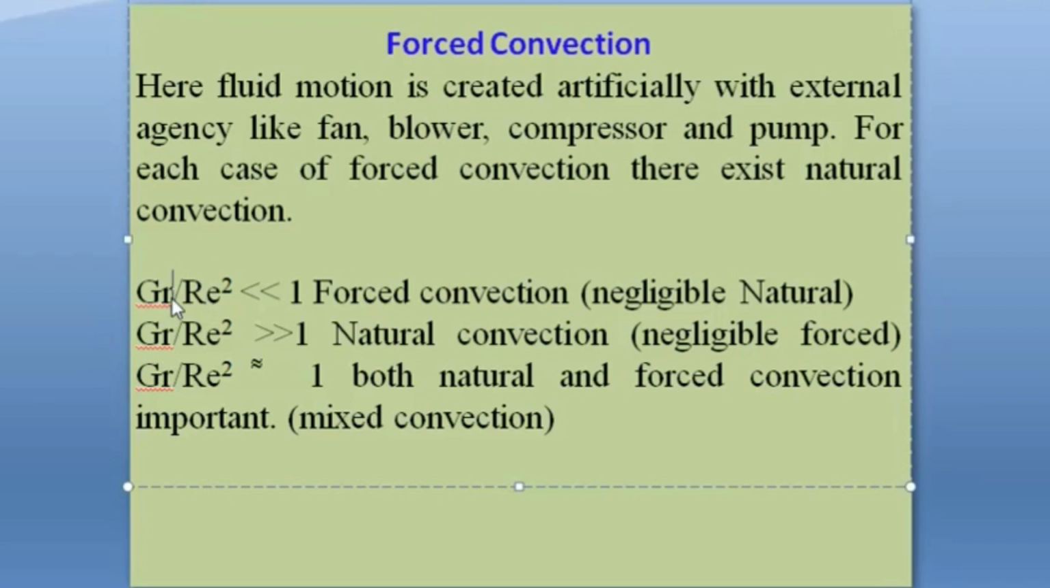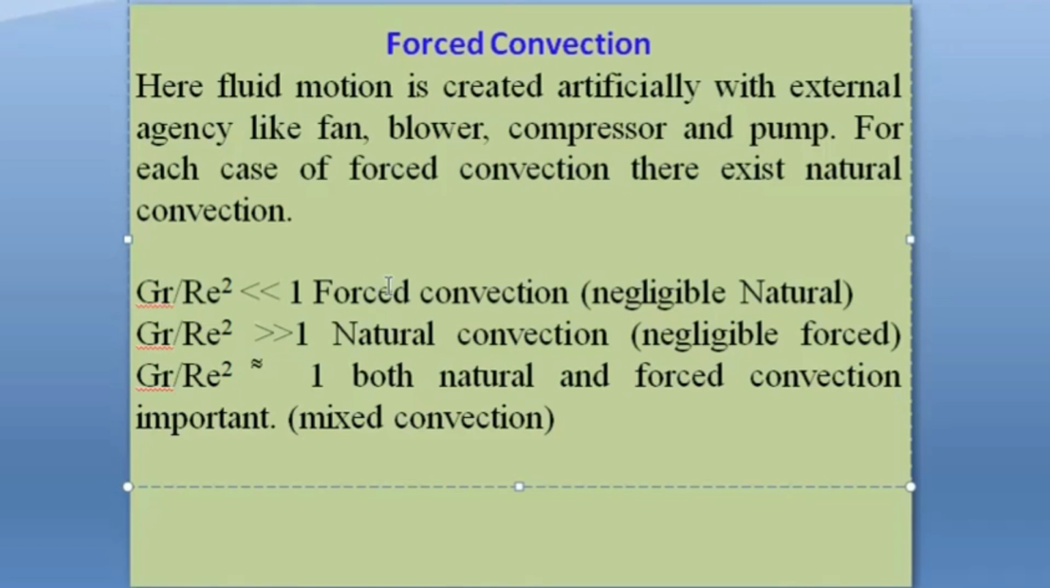If Grashof divided by Reynolds square is very, very small compared to 1, then we say that what is dominating is the denominator, that is the Reynolds number. So the Reynolds number is related to forced convection. So forced convection is dominating and natural convection is negligible. If Gr by Reynolds square is very, very much greater than 1, it means what? What is dominating? Natural convection, and we can neglect the forced convection.